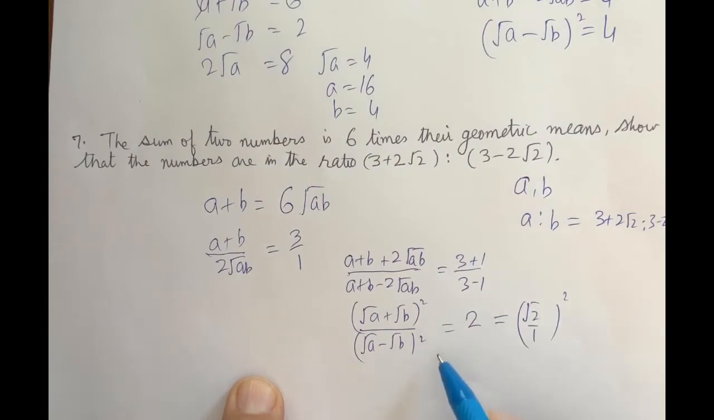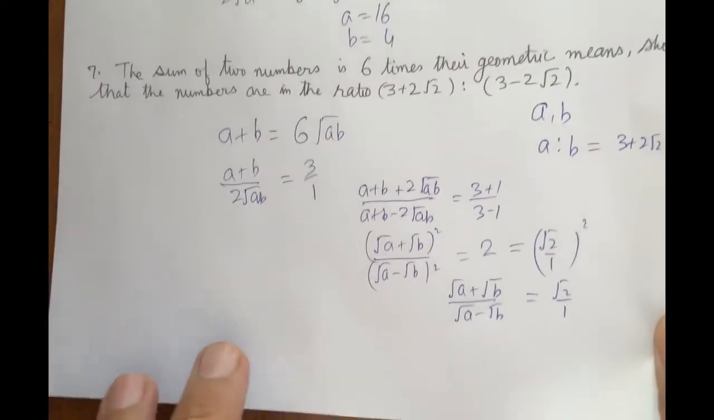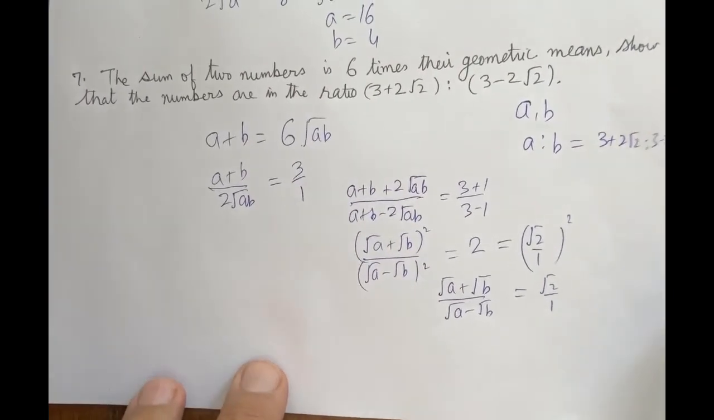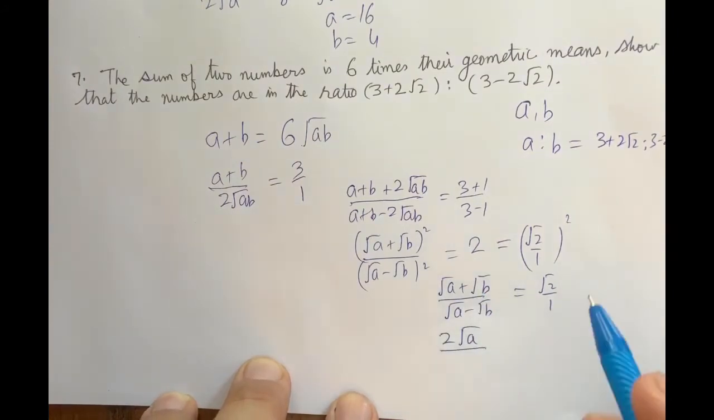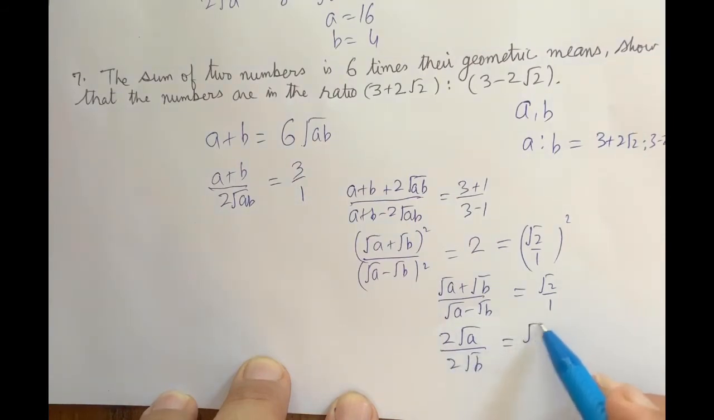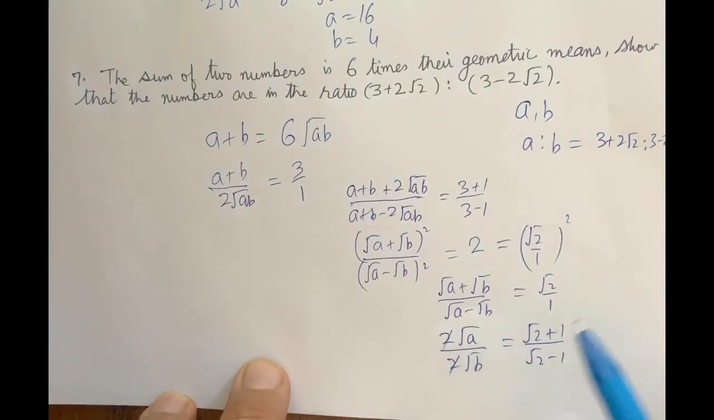Now taking square root, it's root a plus root b upon root a minus root b, that's equal to root 2 upon 1. Now in such questions, we apply componendo and dividendo once again. Now this plus this, that's 2 root a, and this minus this is 2 root b, that's equal to root 2 plus 1 upon root 2 minus 1. This is the ratio of root a to root b.